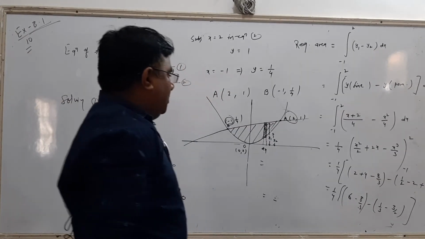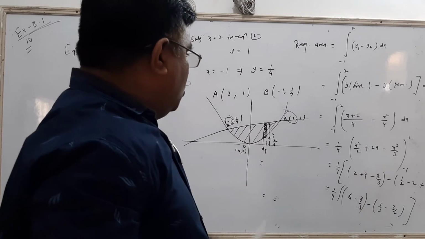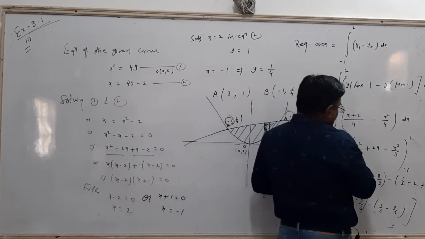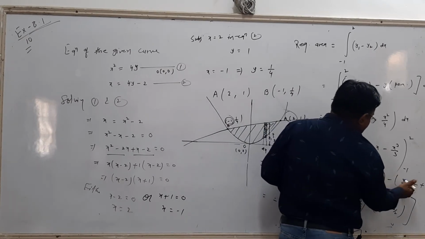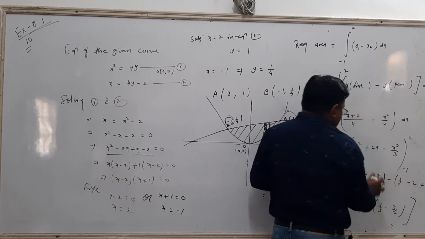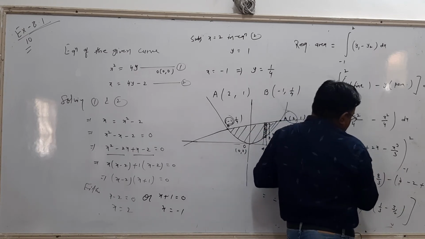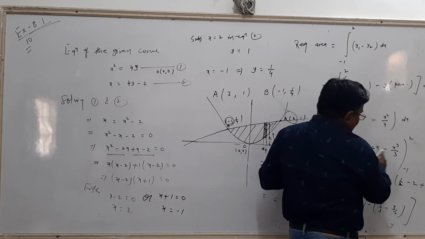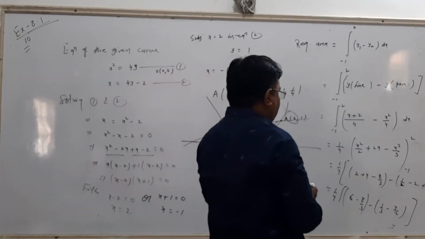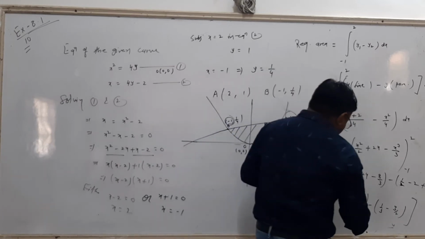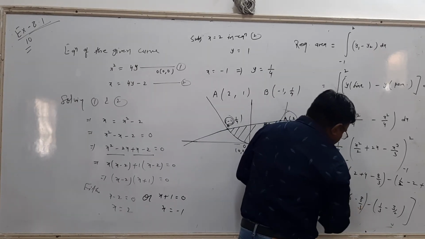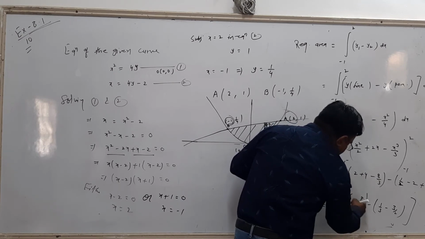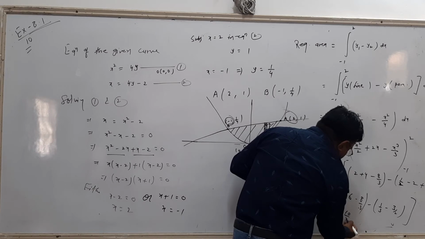Then 4 plus 2 is 6 minus 8 by 3. 2 ka square 4, 4 upon 2, that is 2. Sorry, this is the lower limit: minus 1 ka square, 1 by 2 is correct, right? Minus 2 and minus 1 by 3, minus plus 1 by 3. So now 4 plus 2 is 6, 6 minus 6 3s is 18, 18 minus 8, that is 10 by 3.